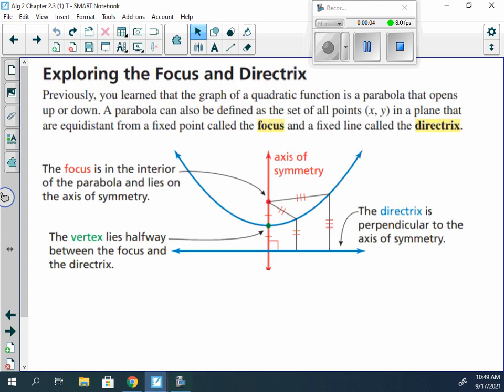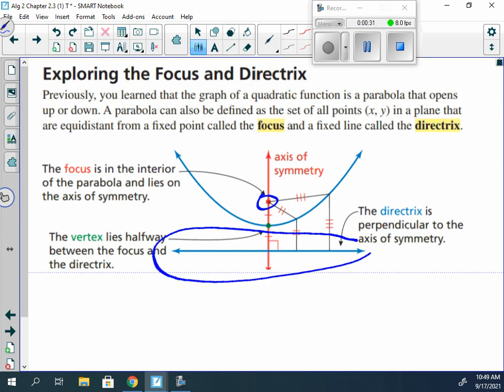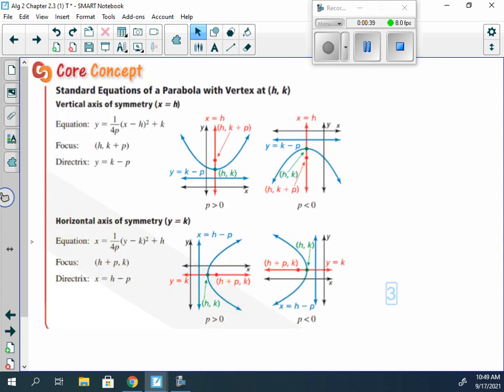What we are starting today, and we will finish up probably on Monday, is exploring the focus and directrix. So we previously learned that a graph of a quadratic function is a parabola that opens up or down. A parabola can be defined as the set of all points x, y in a plane that are equal distance from a fixed point called the focus, and a fixed line called the directrix. And there's an equation we can use to find these.